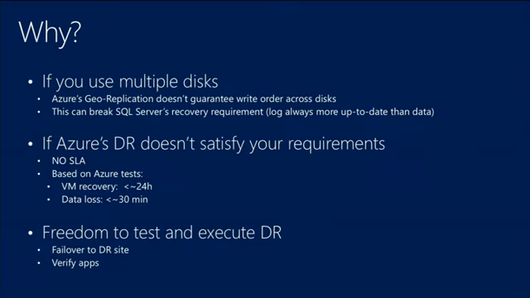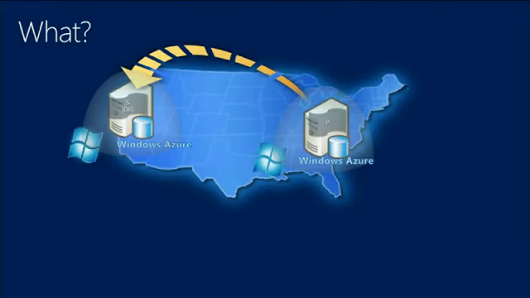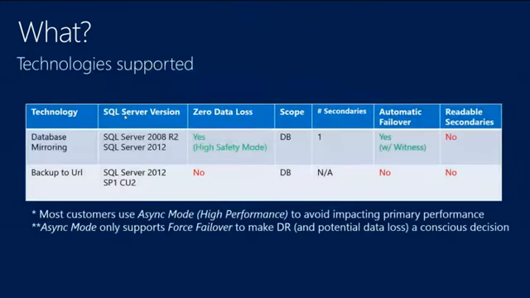So if these are requirements that you want to work around, you may want to have a SQL Server specific disaster recovery solution. Another reason why customers want to have this is the freedom to test and execute disaster recovery at any point they want, right? So if you want to test disaster recovery on your own time, you may want to have your own disaster recovery solution that you can try. Basically, the way this looks is you'll have your primary SQL Server running in one Windows Azure, and then you can have a secondary SQL Server running in a different Windows Azure.